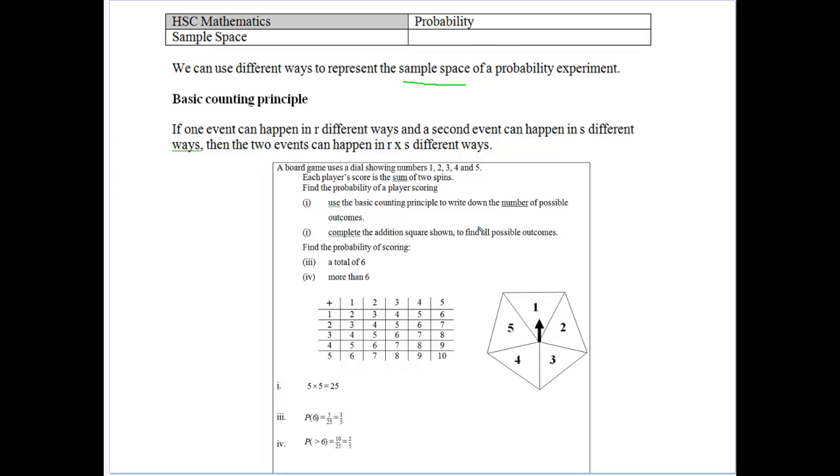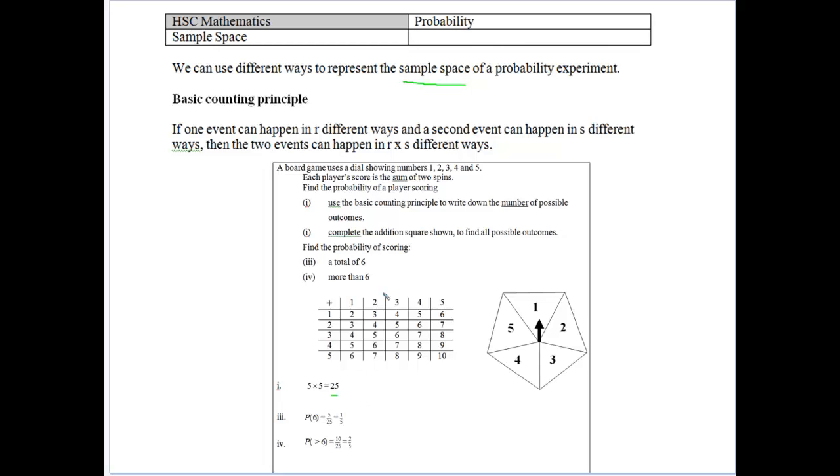So if you've got a board game with a dial of 5, and you want to play a score as the sum of two spins, what is the number of possible outcomes? It's just the basic counting principle. In the first spin, we've got 5 things that can occur. The second spin can also be 5 things that can occur. So all up, there's 25. That's the number of elements in our sample space. It's really working out how many elements there are in our sample space, the idea of a counting principle.